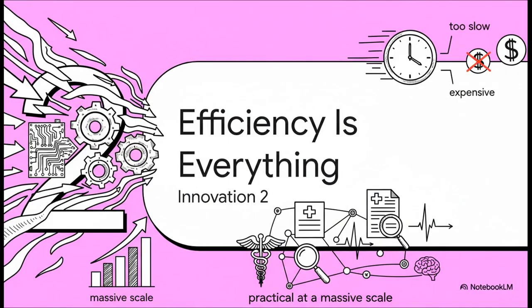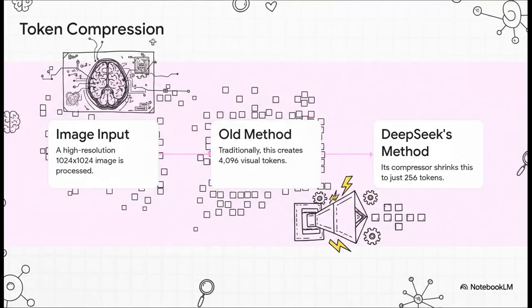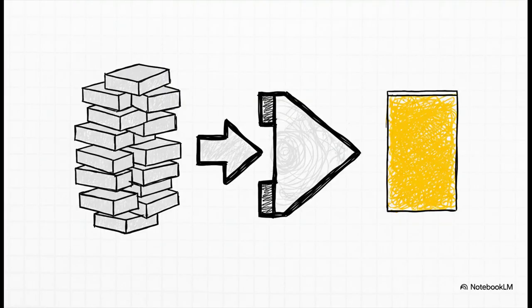But here's the thing. Having a really smart model is great, but if it's super slow or costs a fortune to run, then what's the point? So the second big breakthrough here is all about making this practical, and I mean massively practical. It really all comes down to tokens, which is basically the currency of AI. Every little bit of data an AI processes has a token cost, and a single high-res image can generate over 4,000 of these visual tokens, which gets very expensive very fast. What DeepSeek did was build this incredibly aggressive compressor that takes all those tokens and squishes them down to just 256. That's a 16 times reduction in the data the AI has to churn through.